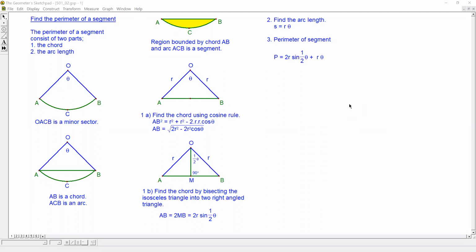This is the triangle. Look at this triangle here. So how to use this formula? You start from here. Then you say AB square equals R square plus R square minus 2R times R cos theta. You see how you jump? So the jump at the center.